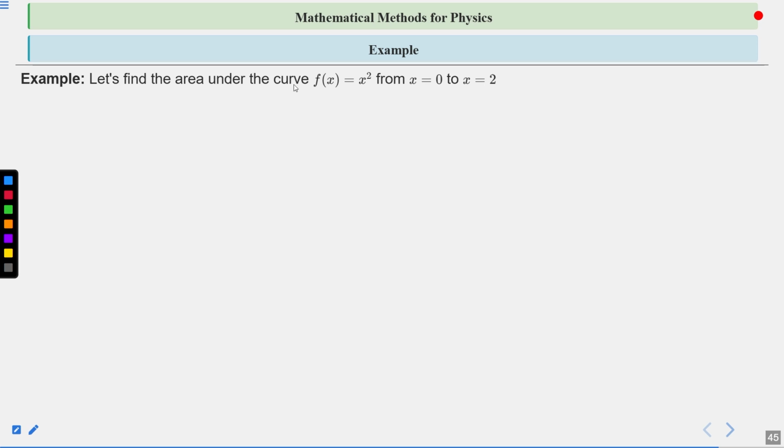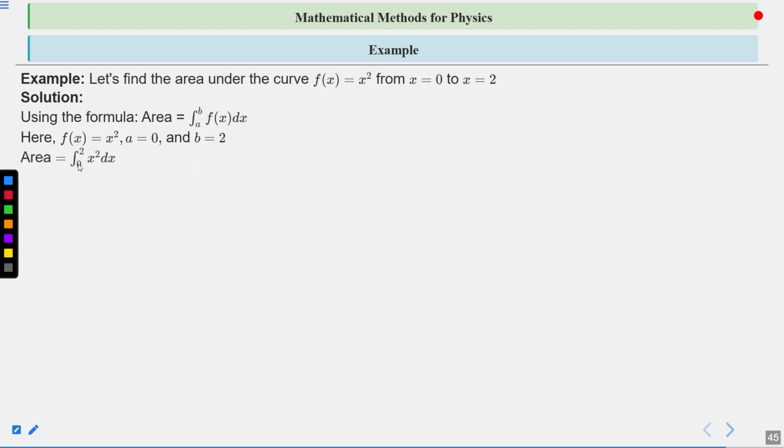Let's find the area under the curve f of x equal to x square from x equal to 0 to x equal to 2. Solution. Using the formula area equal to integration a to b f of x dx. Now integrate it. So f of x is equal to x square, a equal to 0 and b equal to 2. Yes or no? So area is equal to integration 0 to 2 x square dx.